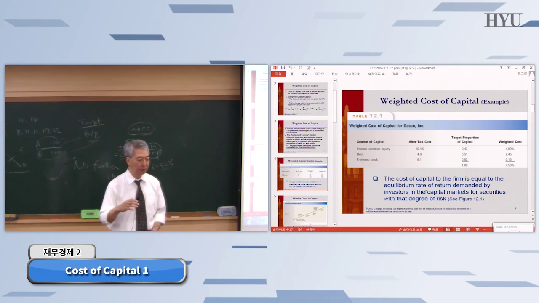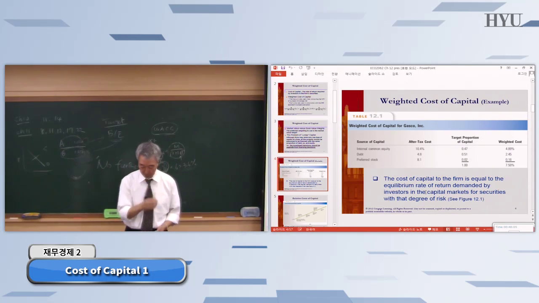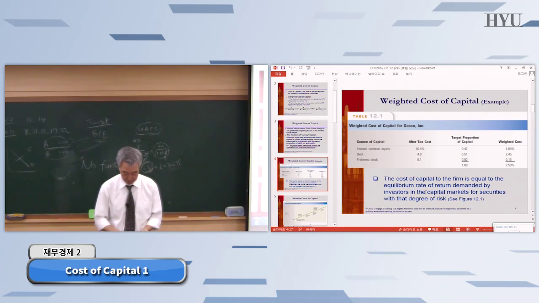Okay? So what this means is if you offer the rate too high or too low, then you won't be able to sell all your securities, which means the market is not cleared. Okay? So 4.8% should be the market clearing level of security. That's what this means.